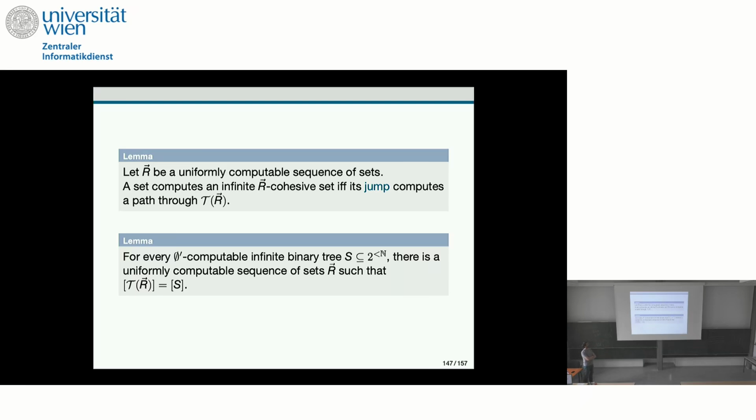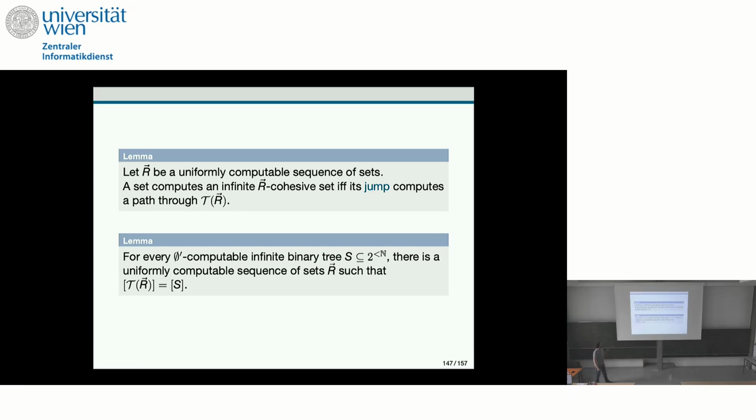If you have a cohesive set, then the set of decisions is Delta^0_1 in it, so it's Delta^0_2, so it's easy to have the jump compute a path through T of R. And conversely, if you have a Delta_2 approximation of a path, you can build a cohesive set by looking at this approximation, and you may make wrong choices at some point, but eventually you realize that you make a wrong choice and you can still go back to the other because you are never stuck. So you have an easy argument to compute a cohesive set.